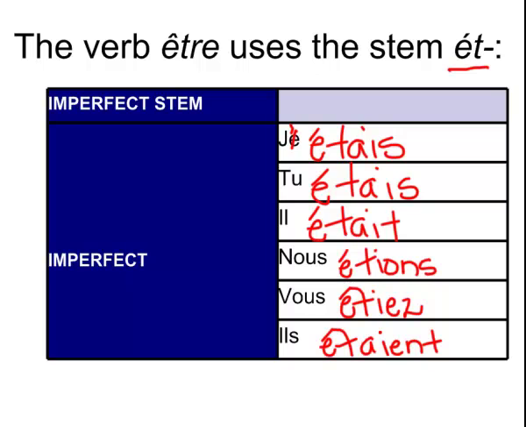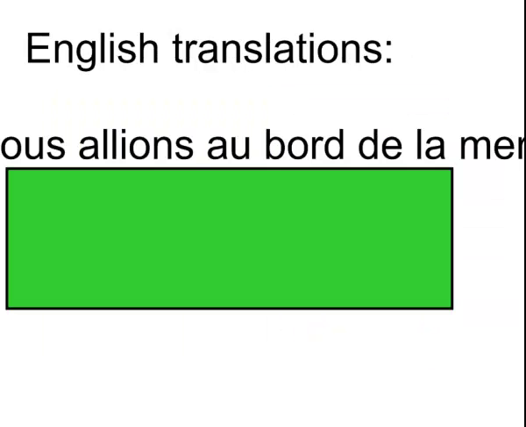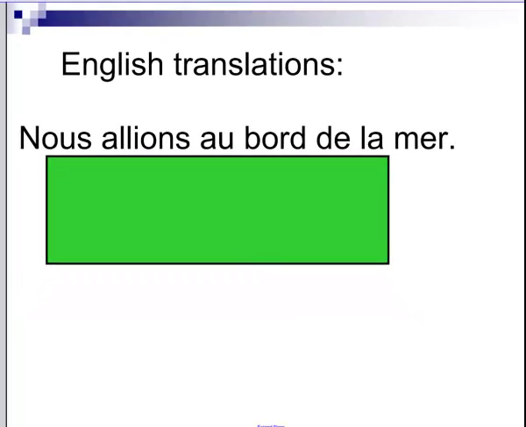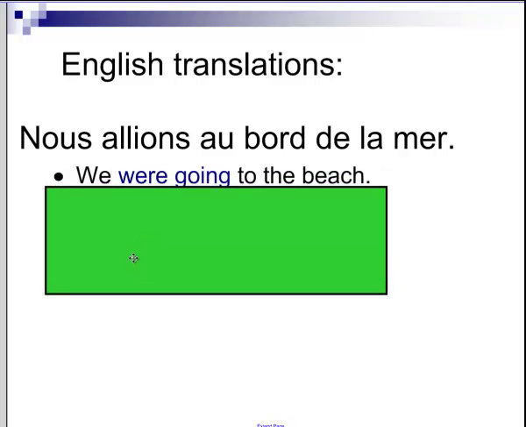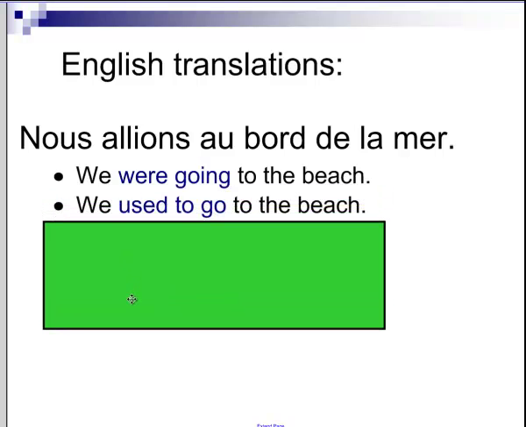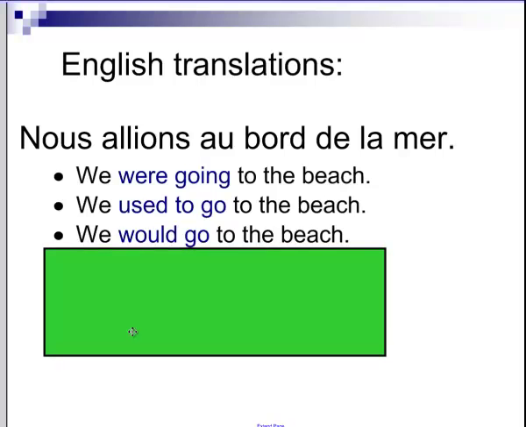So let's take one quick second and look at the meaning of the imparfait. There are three actual English translations that equate to the imparfait. If you look at the sentence, nous allions au bord de la mer, it could be translated as we were going to the beach, because often the imparfait is was or were and then a verb in the -ing form. Or we used to go to the beach. The imparfait is used when you talk about things that you used to do all the time. Or it could be we would go, like in certain conditions we would do that.